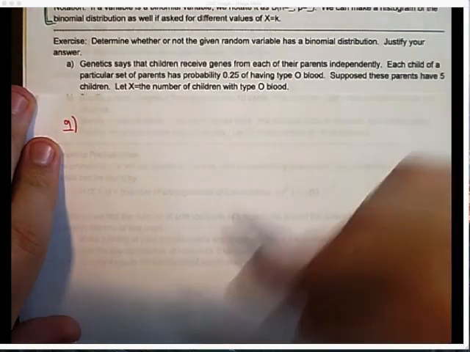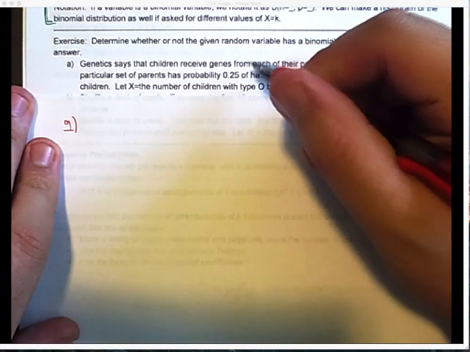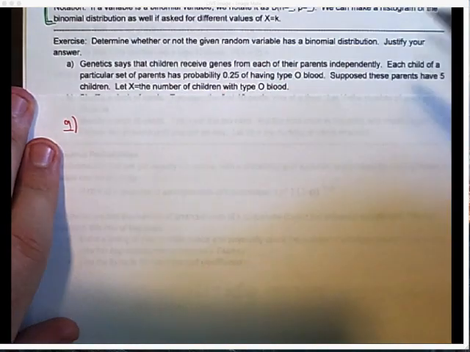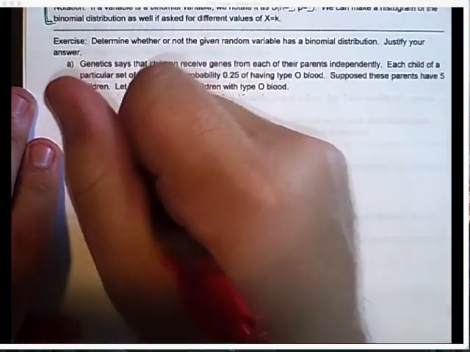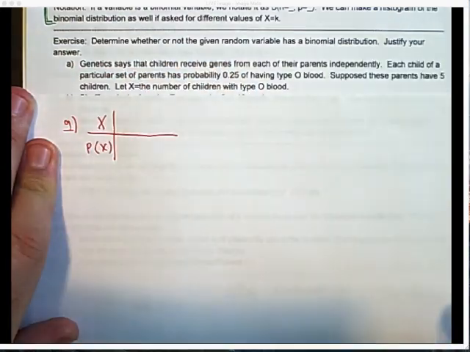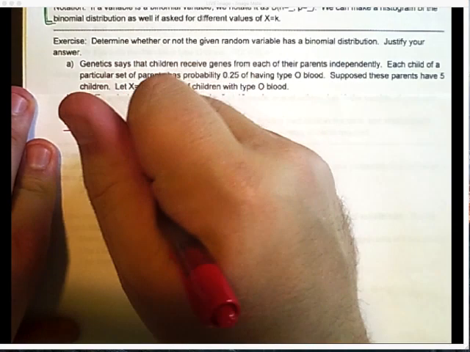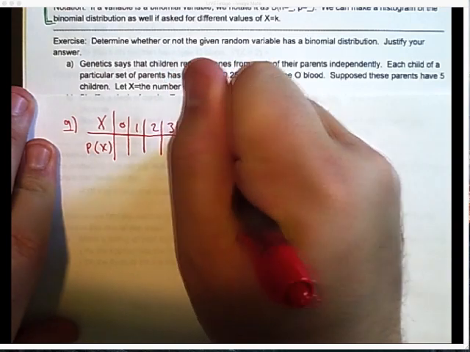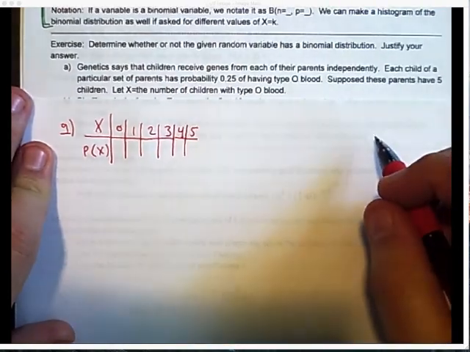In part A, genetics says that children receive genes from each of their parents independently. Each child of a particular set of parents has a probability of 0.25 of having type O blood. Suppose these parents have 5 children. Let X equal the number of children with type O blood. If I wanted to start making a probability distribution, how many children could have type O blood? Well, 0 could, 1 could, 2, 3, 4, or 5 could. Could we have 6? No.